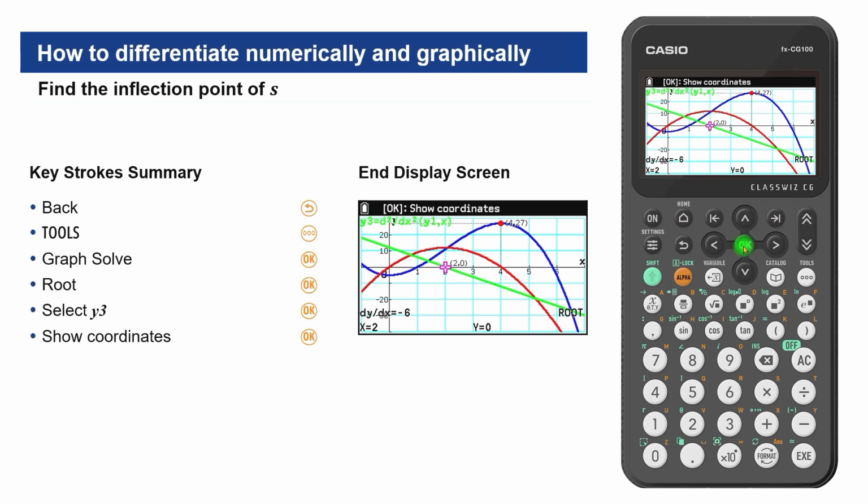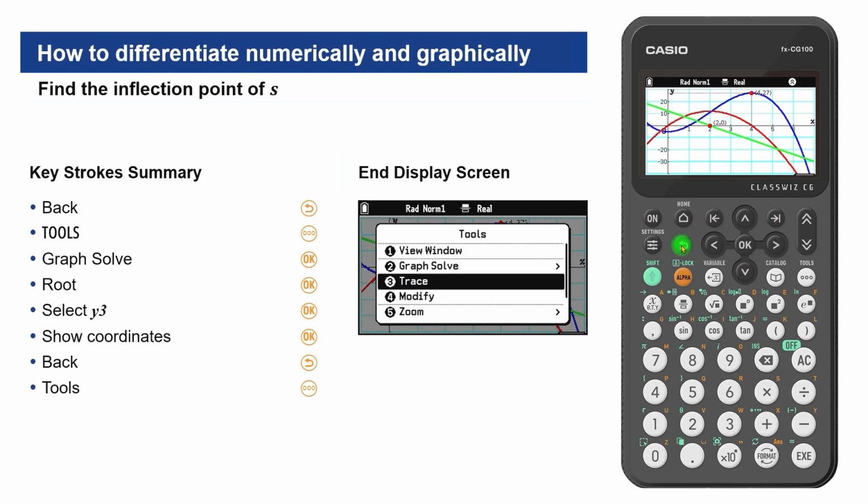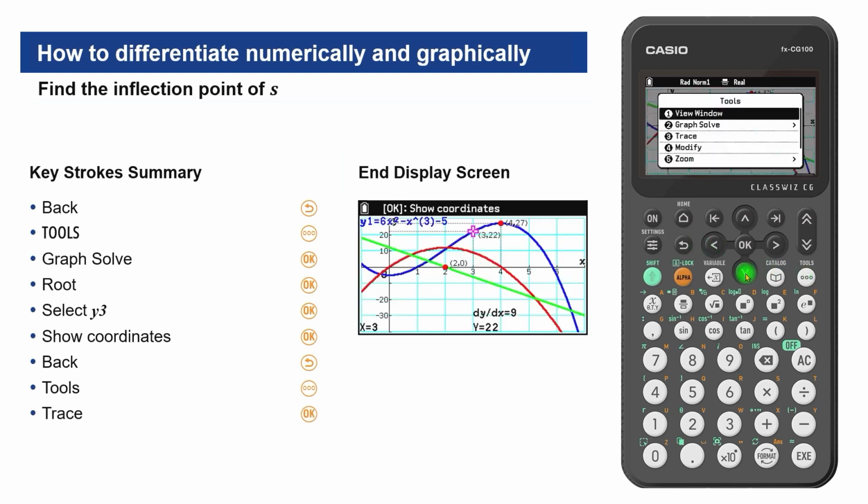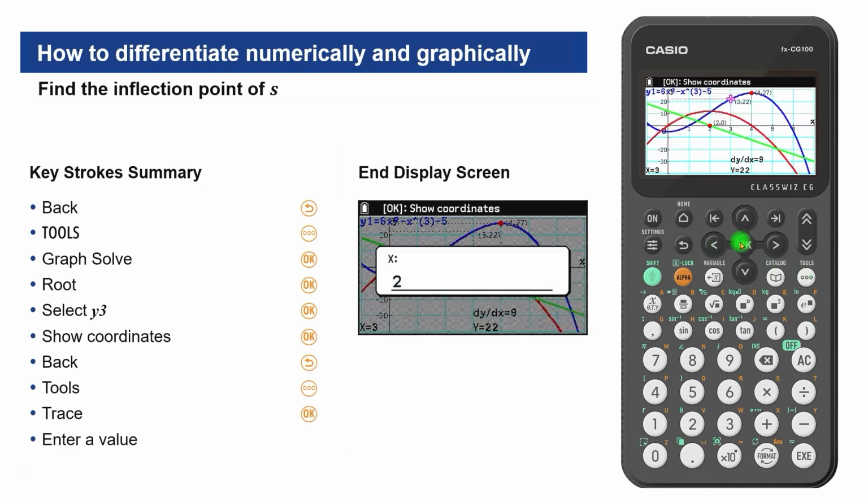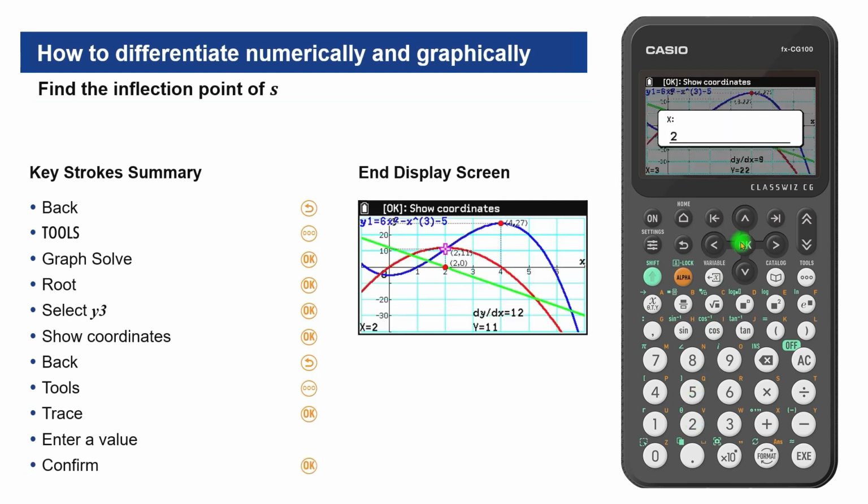To find the coordinates of the inflection point, end the analysis. Press Tools and select Trace. Enter the x value 2 and confirm to place the cursor at the inflection point. The position is given as s equals 11, with the dy/dx value as the velocity of 12.